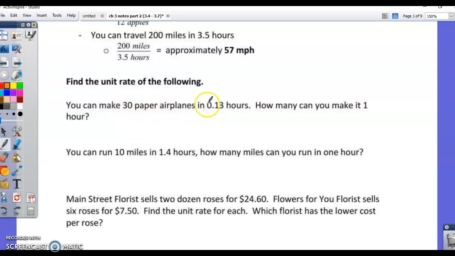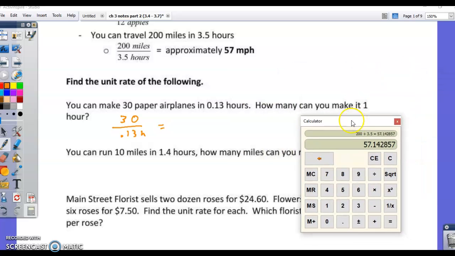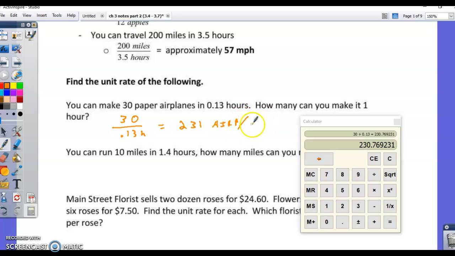If you can make 30 paper airplanes in 0.13 hours, how many can you make in 1 hour? So we have 30 paper airplanes on top and 0.13 hours on the bottom, because this will be paper airplanes per hour. Once we divide that out, we can find out how many paper airplanes, a unit rate, we can make per hour. So 30 divided by 0.13 would be 230, or approximately, if we round to the nearest airplane, 231 airplanes per hour.